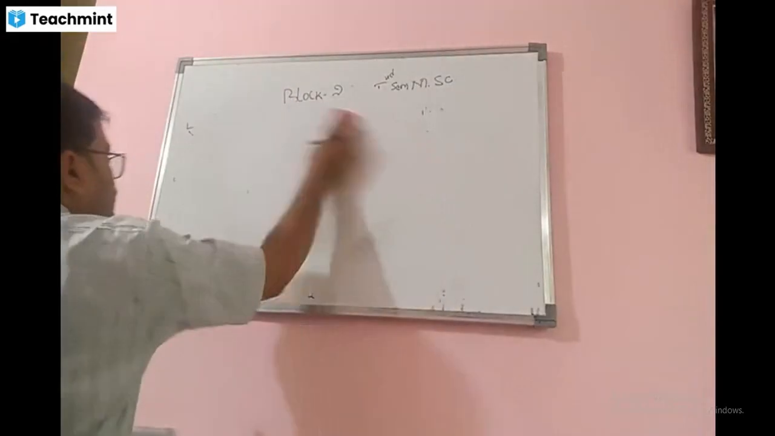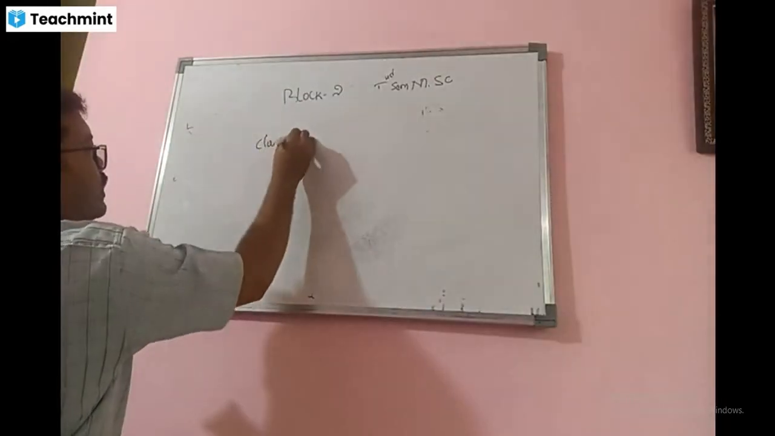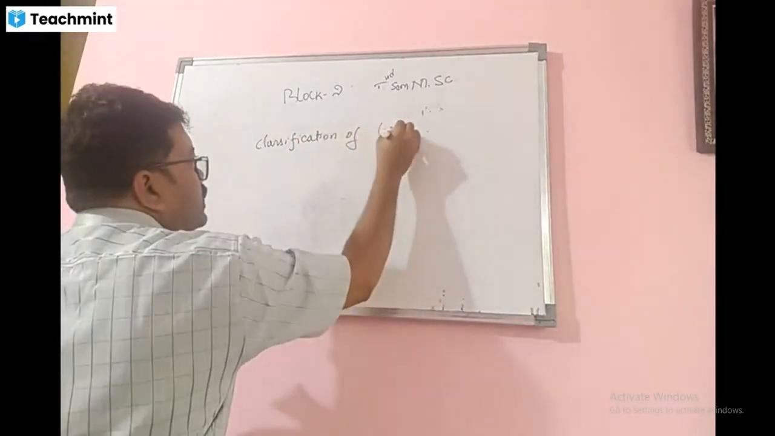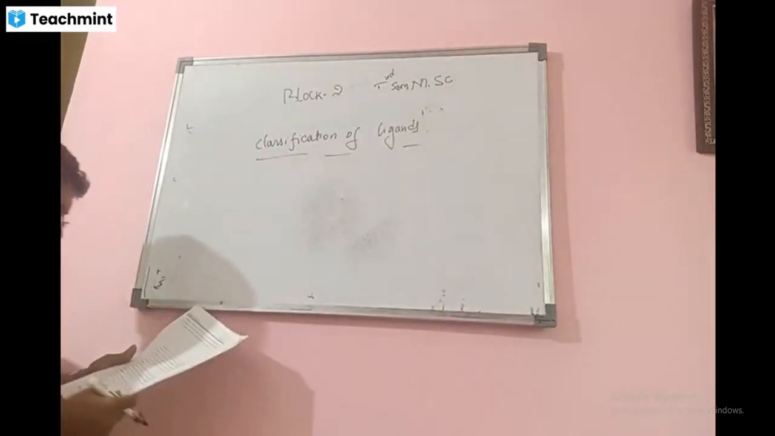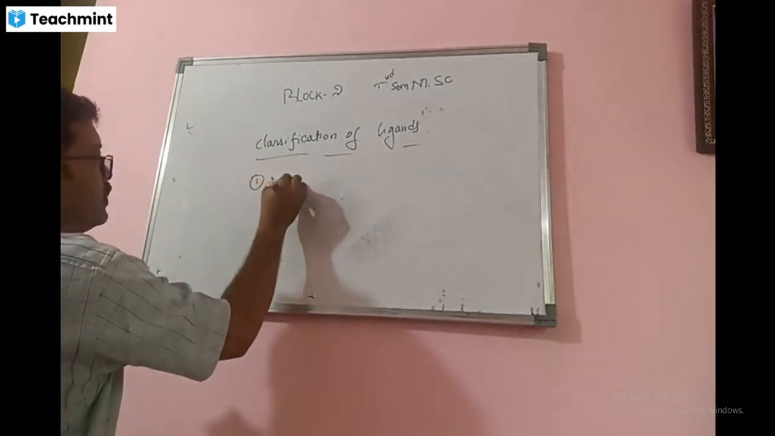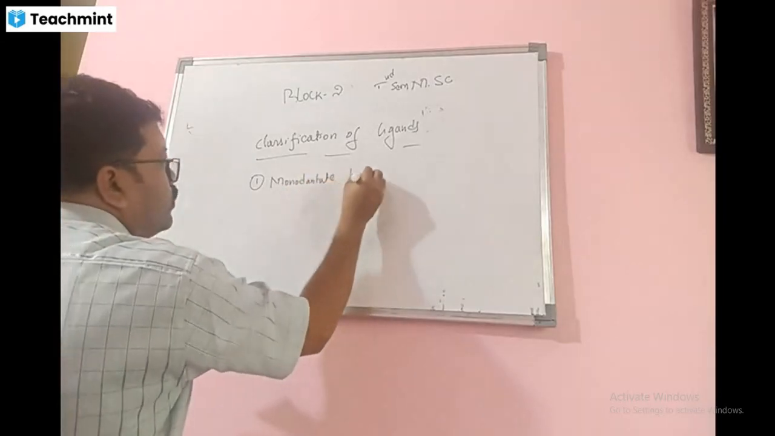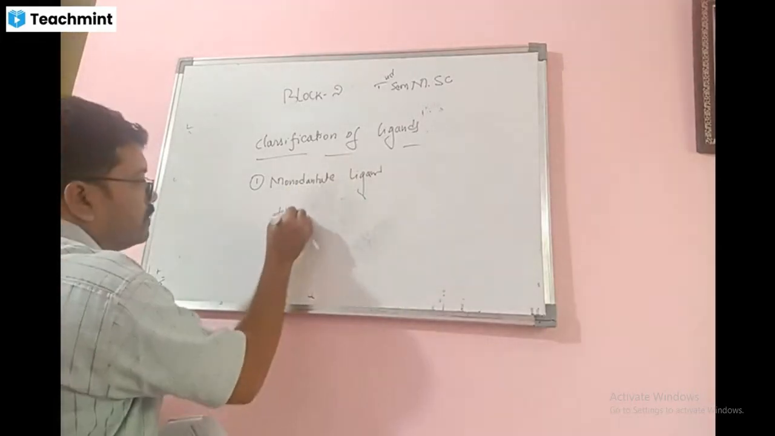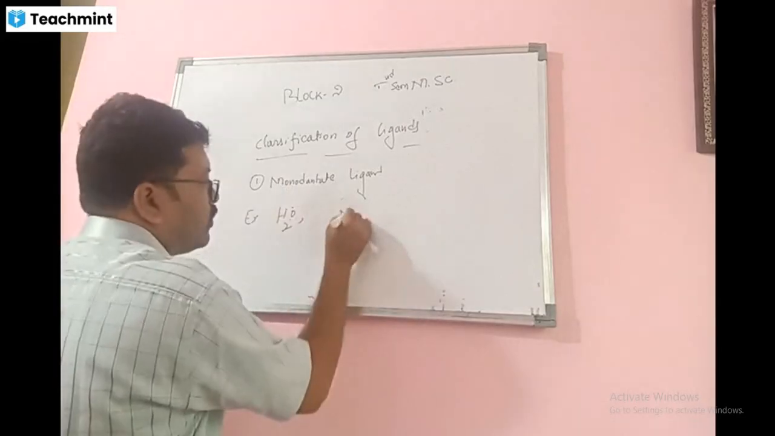So, classification of ligands. Ligand types, also called classification of ligands. The first one is the monodentate ligand. A monodentate ligand donates only one pair of electrons. Water is an example; it donates only one pair, not more than one.